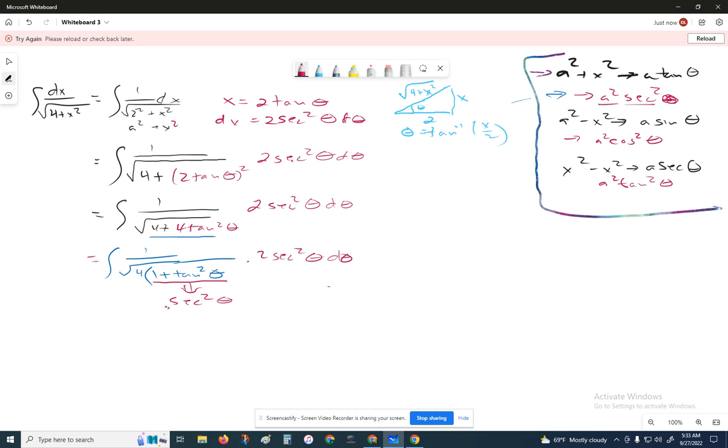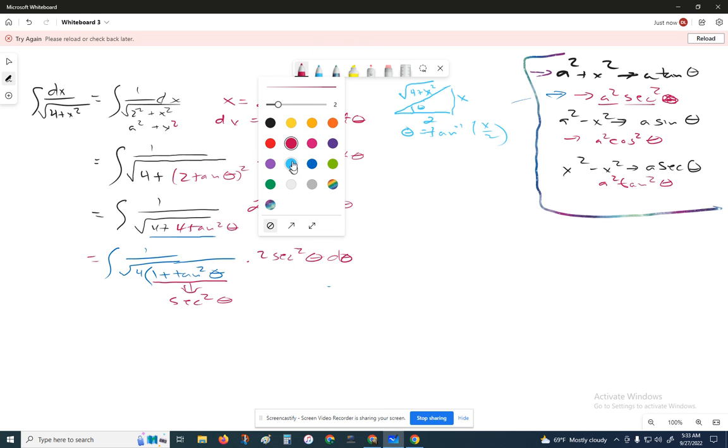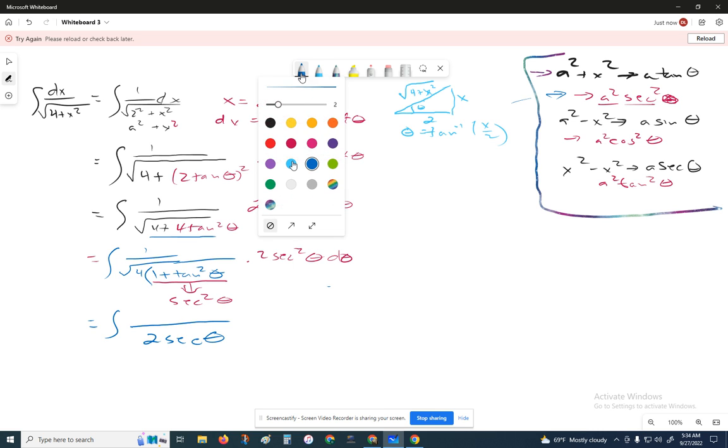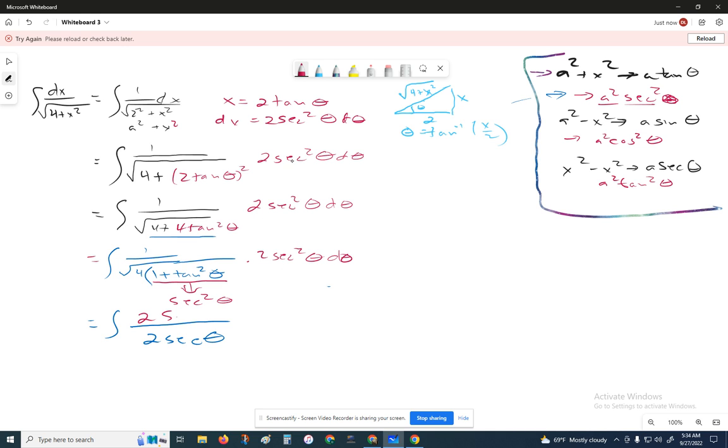This is a squared, 2 times 2. Here's my goal of secant squared theta. So now I end up with a little bit easier of an equation to deal with. Let me rewrite that now. Let me put this over here. This becomes 2 secant theta, right? And then the top becomes 2 secant squared theta d theta. So I just kind of cleaned it all up there.